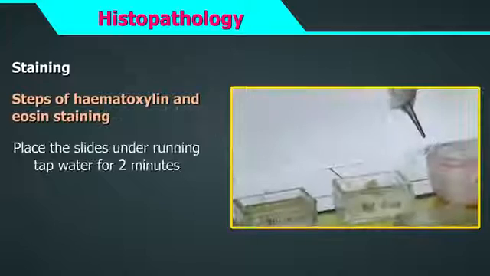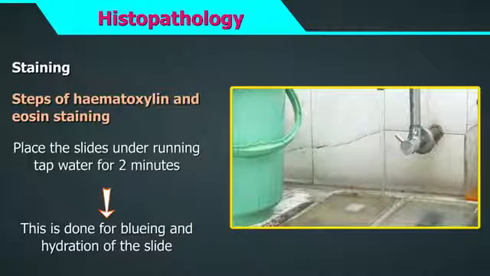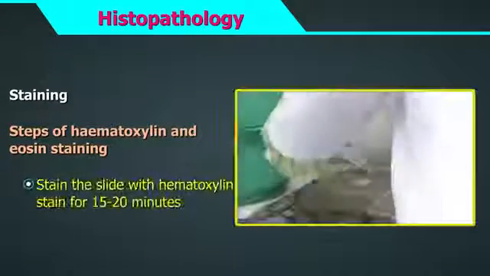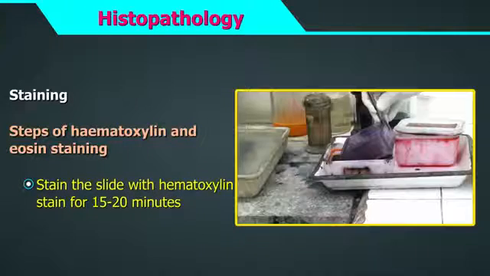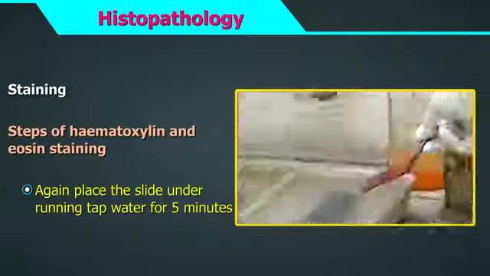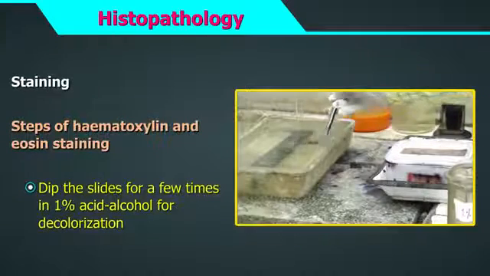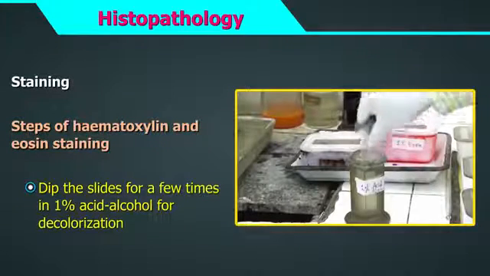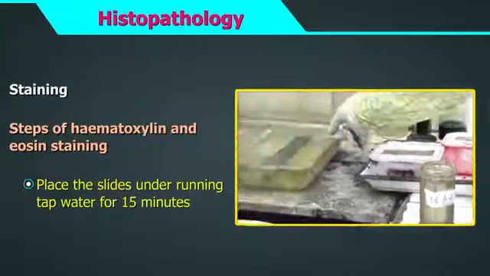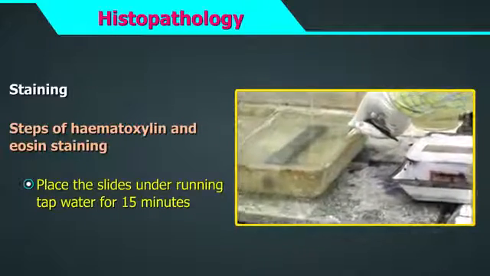Next, place the slides under running tap water for 2 minutes. This step is done for bluing and hydration of the slide. Now, stain the slide with hematoxylin stain for 15 to 20 minutes. Again, place the slide under running tap water for 5 minutes. Next, dip the slides a few times in 1% acid alcohol for decolorization. Place the slides under running tap water for 15 minutes or till the sections turn blue.